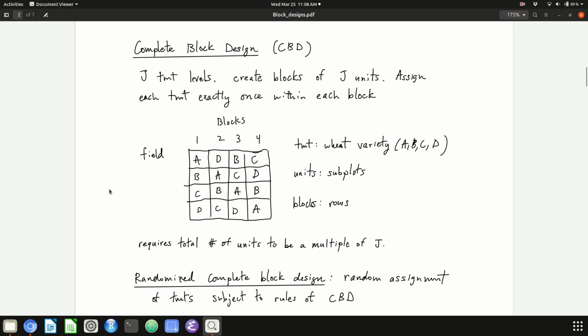Now the more commonly used term is the randomized complete block design. All that means is that it's a complete block design, but you allocate the treatments randomly within each block. So you could put A, B, C, and D on pieces of paper in a hat and then draw out those pieces of paper to assign the treatments to the units within each block. So that would be a way to randomize the assignments.